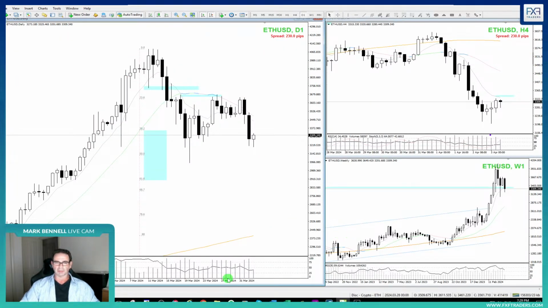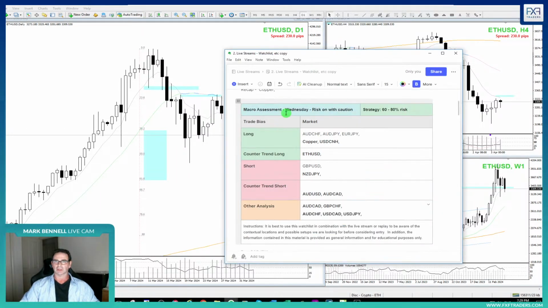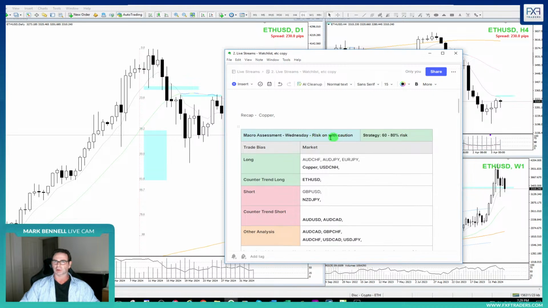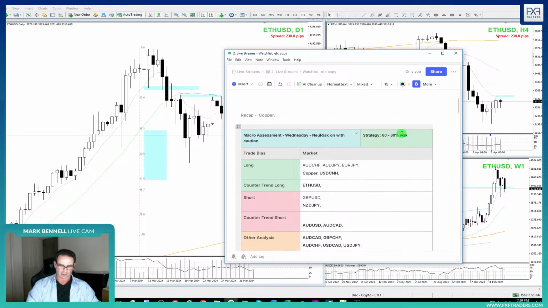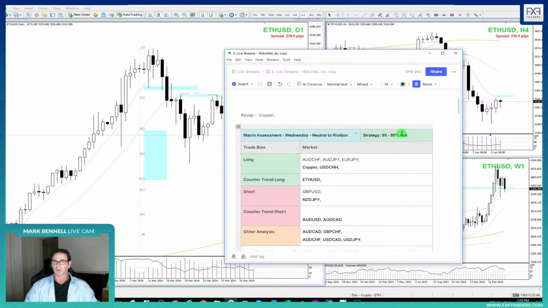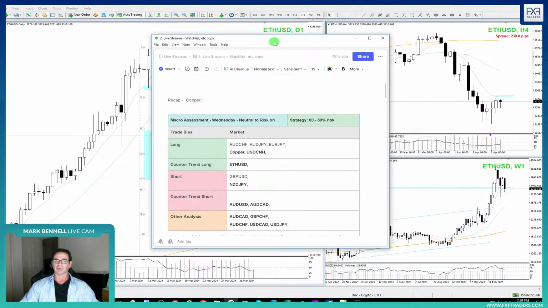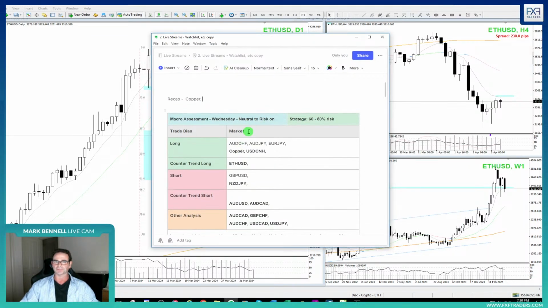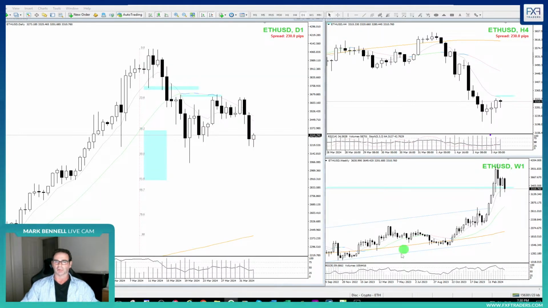All right, so let me just switch for a moment. All right, so Wednesday, risk on with caution. I'm going to go back to neutral to risk on, because of that little down move. It's still risk on. I'm still going to keep with 60 to 80% risk this week. I'm just finishing going through the pairs as well, but I'm taking that risk stance because of the macro.